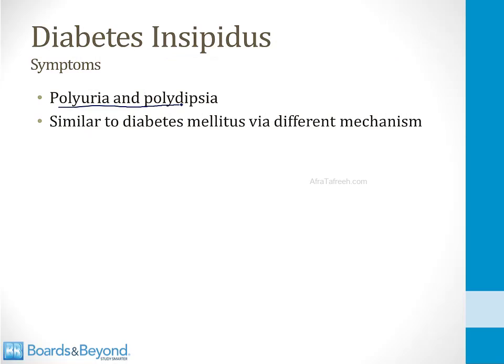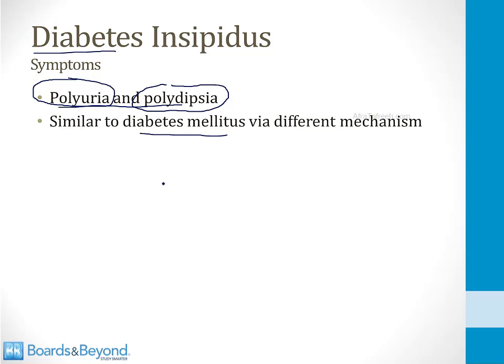When there is a lack of response to ADH or a lack of ADH, the kidneys excrete excessive free water. This leads to polyuria. The patient then gets dehydrated and therefore they are thirsty all the time, and that's polydipsia. And these are the same symptoms as diabetes mellitus. That's why it's called diabetes.